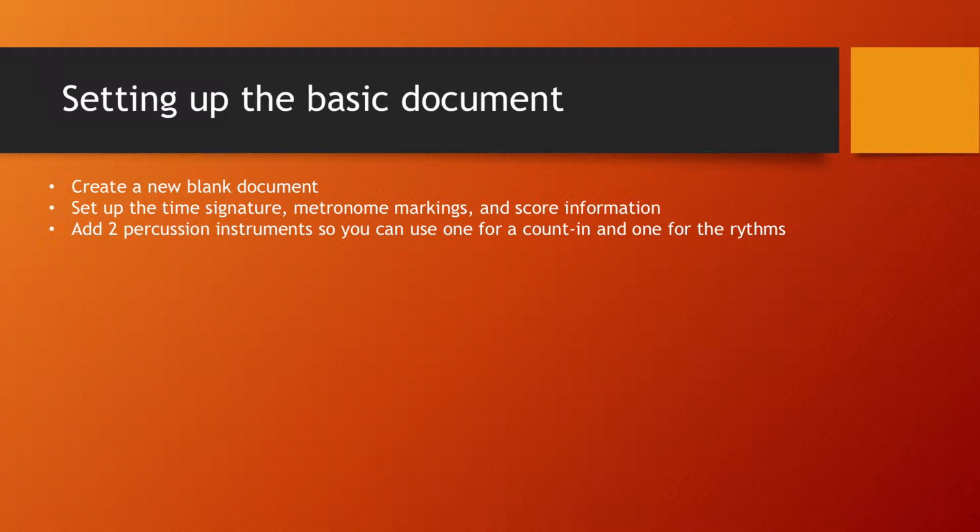First thing we need to do is to open up the program and create a blank document. And we're going to do that using Sibelius's Quick Start menu. Once we've opened that up, we're going to go ahead and change all the settings in the Quick Start menu so that we don't have to do them individually once we open up the document.